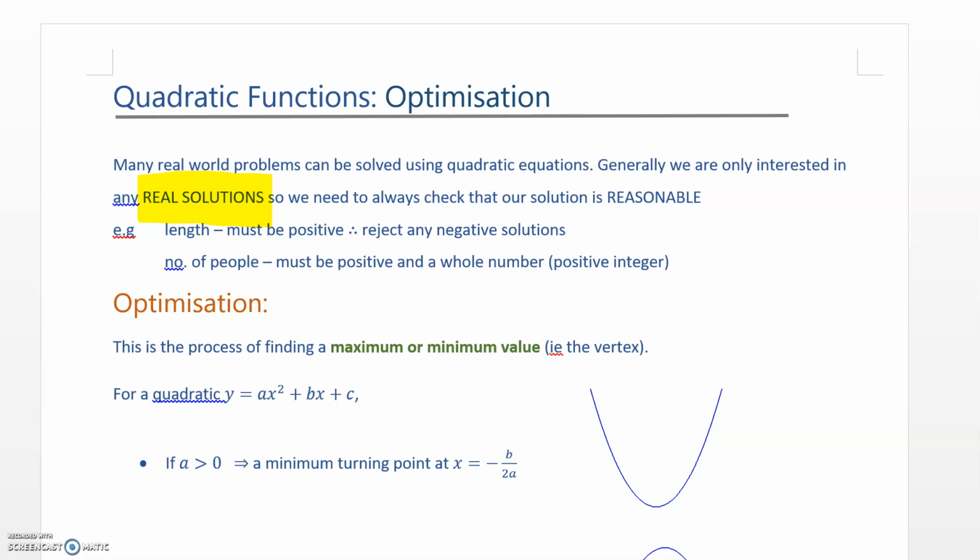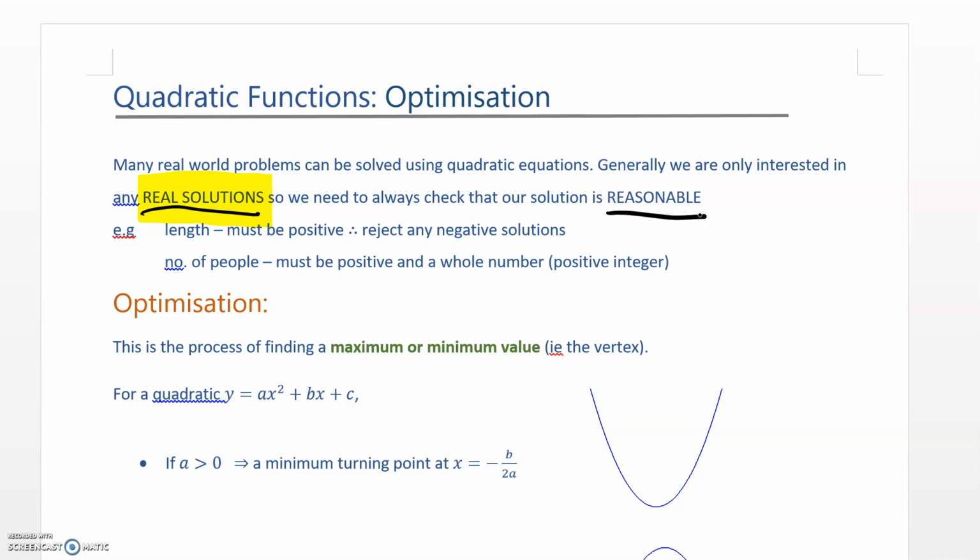Okay, guys, I'm gonna quickly talk about quadratic function in the application of optimization. So basically, we're using a lot of quadratic function in solving problem, especially in solving optimization problem. And because we're living in the real world, we're only interested in any real solutions. So we need to always check our solution when we solve quadratic equation, to make sure our solution is reasonable.